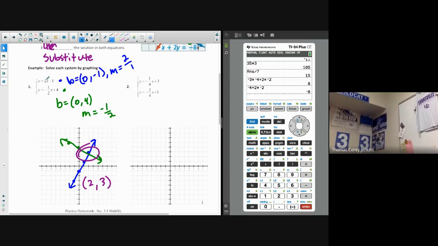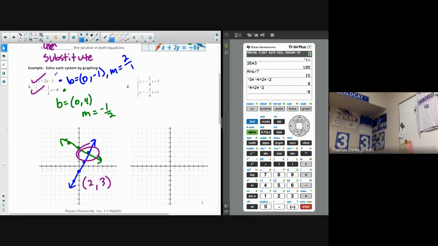So 2 times 2 minus 1, that's 4 minus 1 is 3, so it works there. And then -1/2 times 2 is, let's see, -1 plus 4 is 3, so it works in both. All right. Then we have example 2.